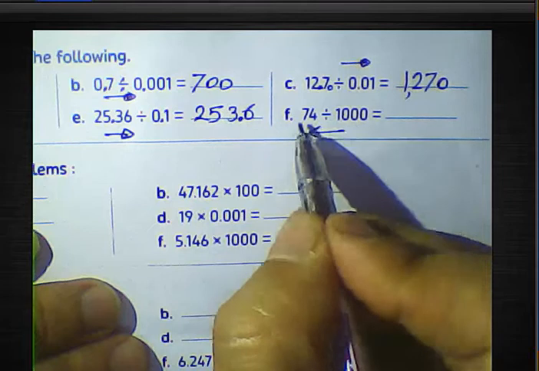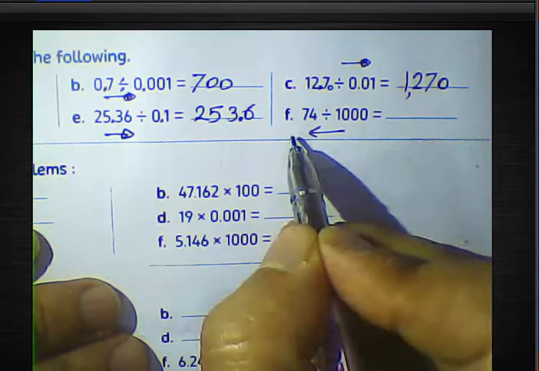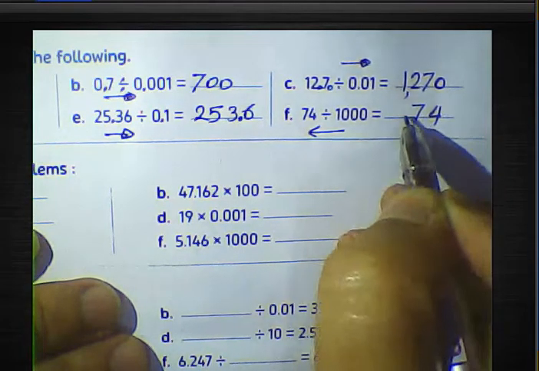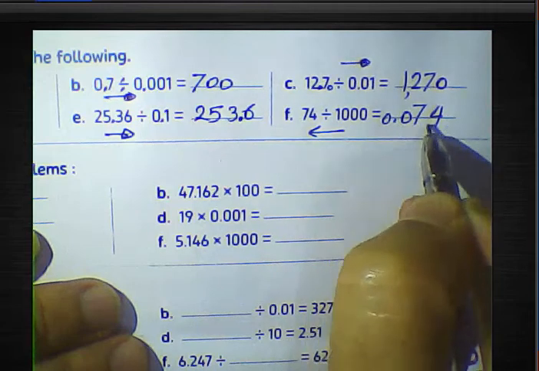And 74 divided by 1000, we can divide it by 1000 by putting the point after 3 digits. Okay, so we can count from right hand side to left hand side. The result will be what? 0.074.